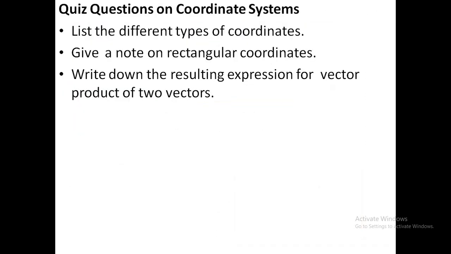Quiz questions on coordinate systems. List the different types of coordinates. Give a note on rectangular coordinates. Write down the resulting expression for vector product of two vectors.